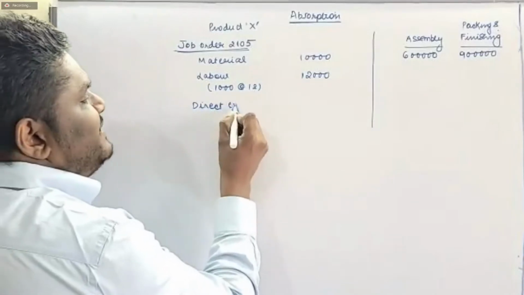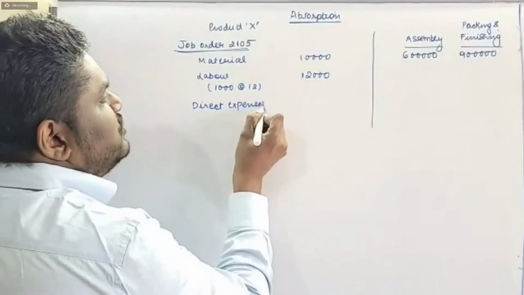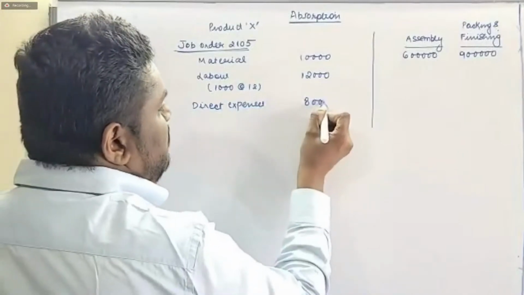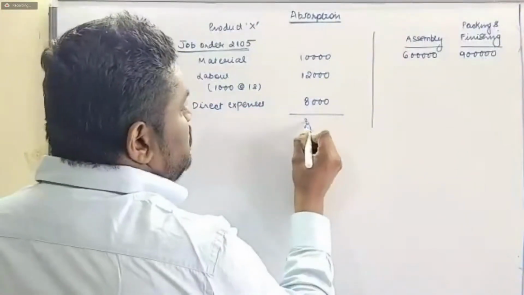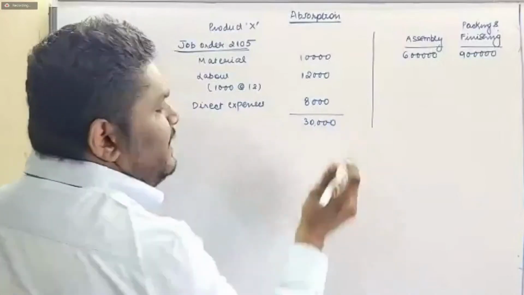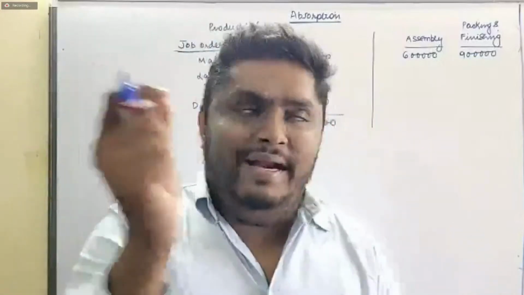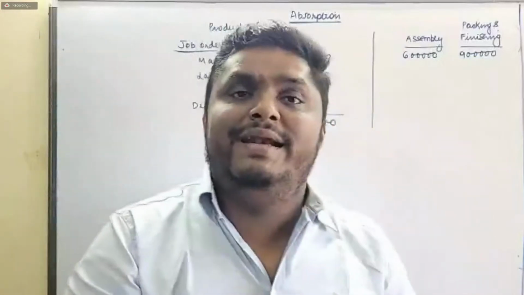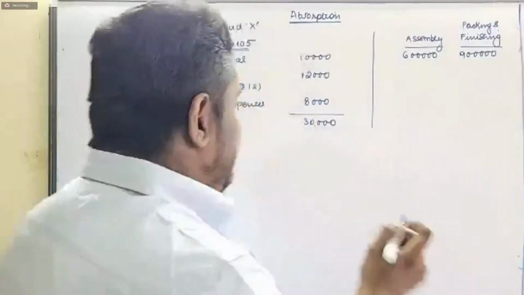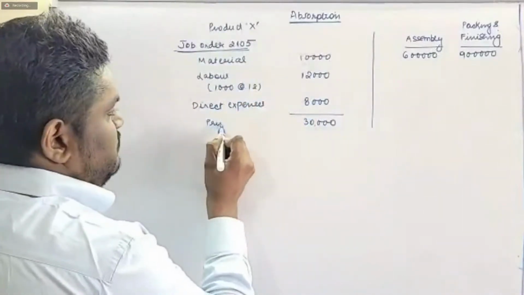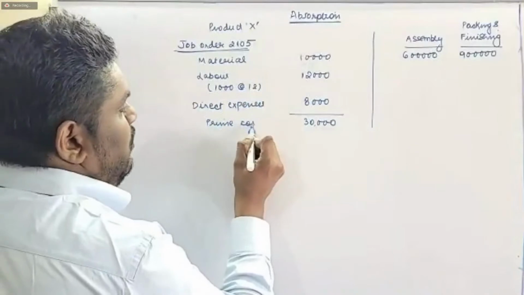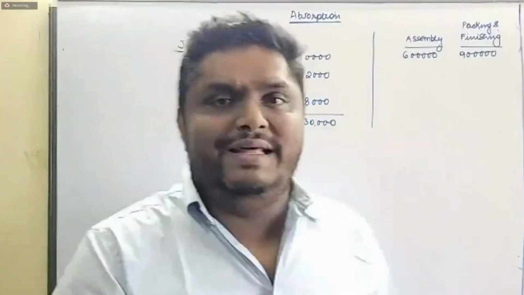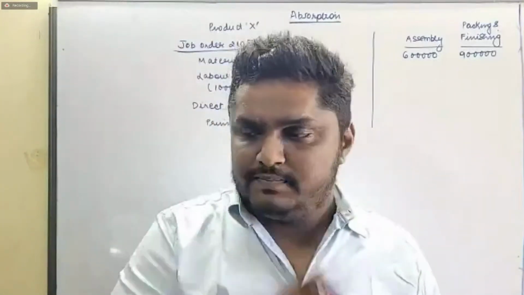Further, the direct expenses that are incurred for this job are, let's say, 8,000. So total 30,000 is the cost. We can call it a direct cost. And the total of this direct material, direct labor and direct expenses, we call it prime cost. So the cost that is incurred directly is rupees 30,000.